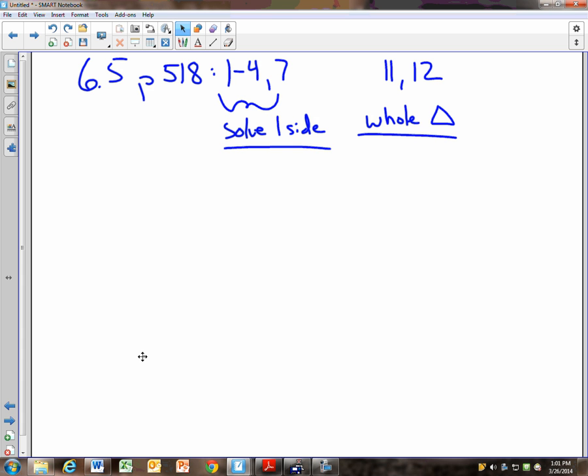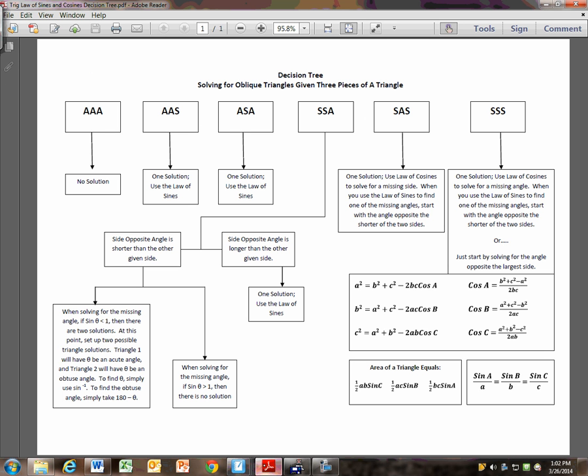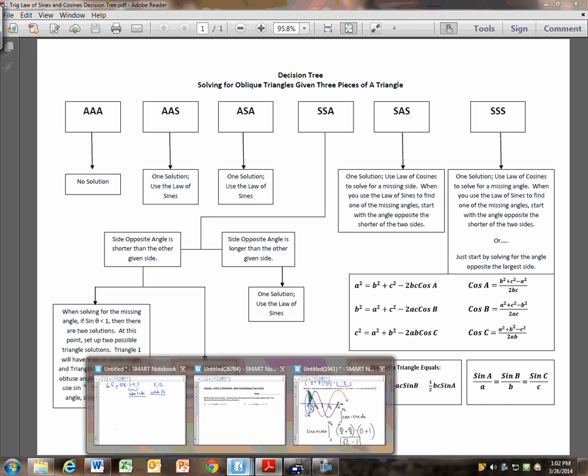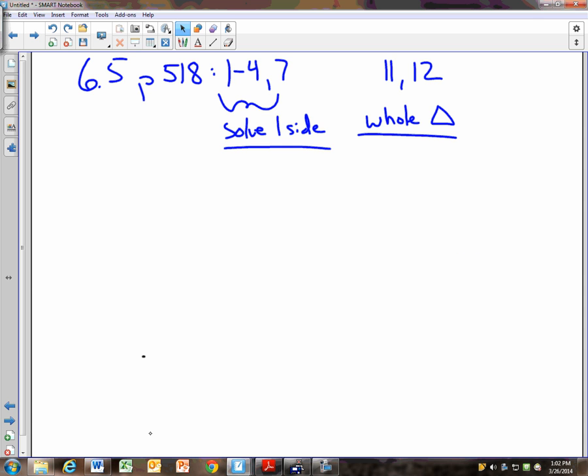Is it possible to come up with two solutions for side angle side? No. Do you remember when you were working in geometry and you were given side angle side? Was that a congruence theorem that worked? It was. So that's why you just have the one triangle. One triangle.